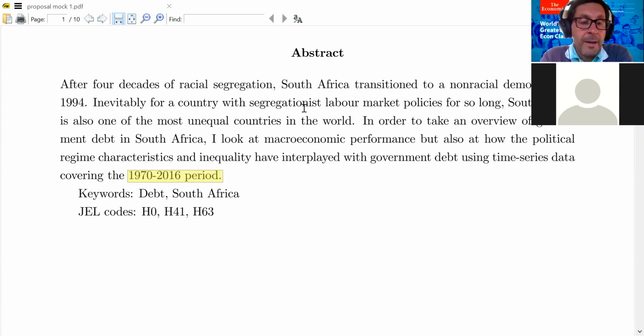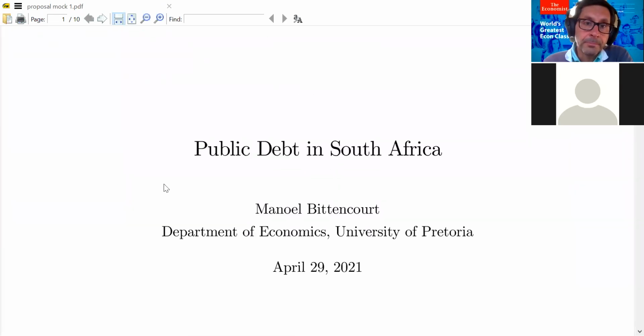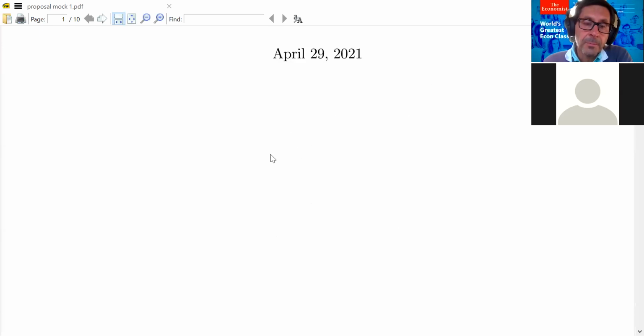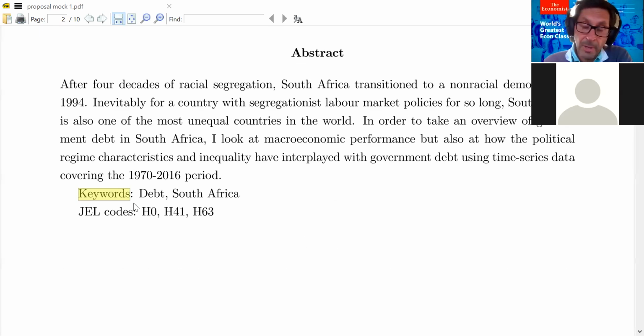As I said, I don't know what's going to happen, right? In the abstract, because this is a proposal, there is nothing about the results in there. Okay. I also put some keywords. Where are these keywords coming from? Well, folks, the keywords, they come from the title, Public Debt in South Africa. So the keywords cannot come from any other place. The keywords usually, mostly, all the time, always come from the title. So keywords, debt, South Africa.